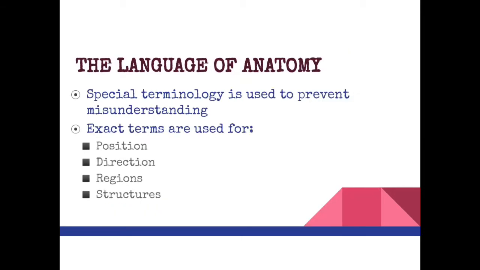So we're going to get into what's sort of known as the language of anatomy. There are a lot of special terms and terminology that's used in anatomy so that misunderstandings do not happen. So there's a lot of common words for parts of the body, but we need an actual language that all doctors, nurses, etc. understand and know. So we have exact terms that we're going to use for position, direction, regions, and structures. And today we're going to go over the directional terms.